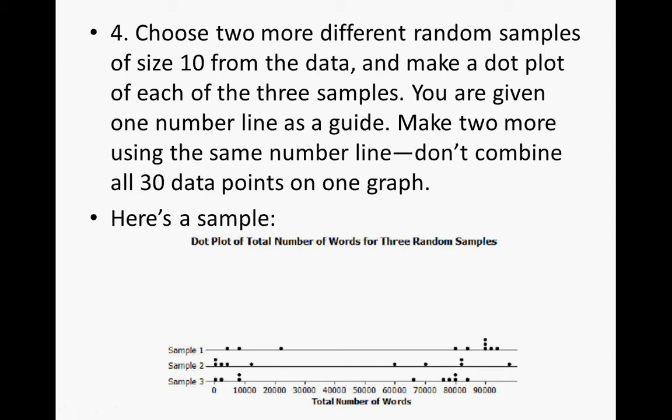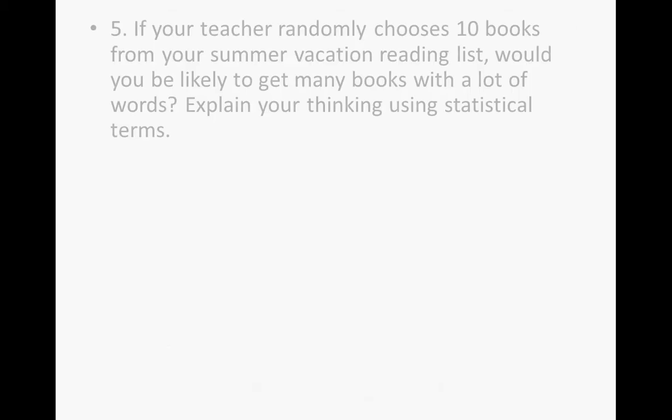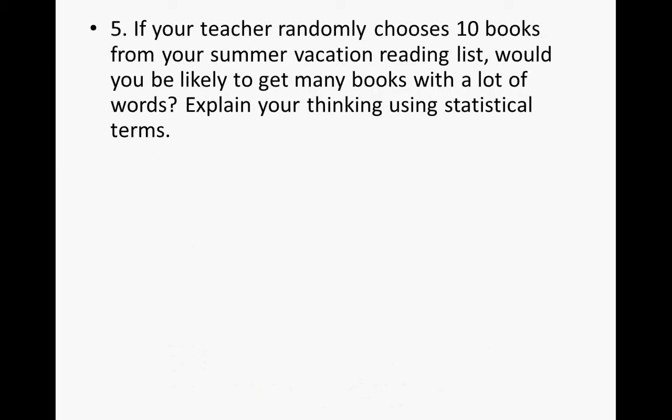Alright, so you should have your 3 sample number lines or dot plots. So for number 5, if your teacher randomly chose 10 books from your summer vacation reading list, would you be likely to get many books with a lot of words? Explain your thinking using statistical terms.